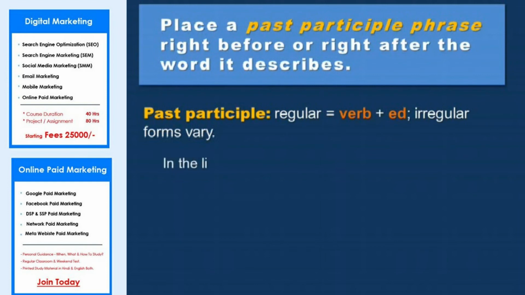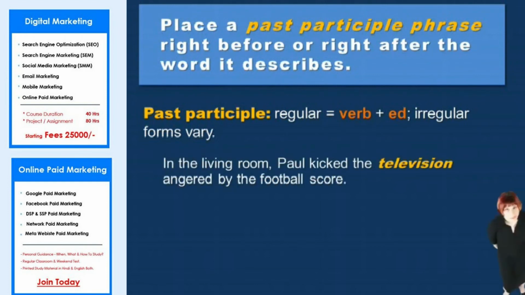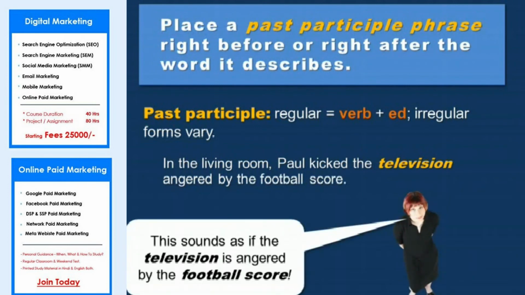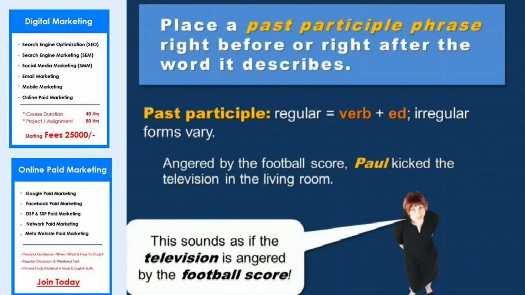In the living room, Paul kicked the television angered by the football score. Was the television angered by the football score? No, definitely not. So this sentence has an error again. Let us see how to correct that. Angered by the football score, Paul kicked the television in the living room. Now this sounds good because Paul is angered by the football score.